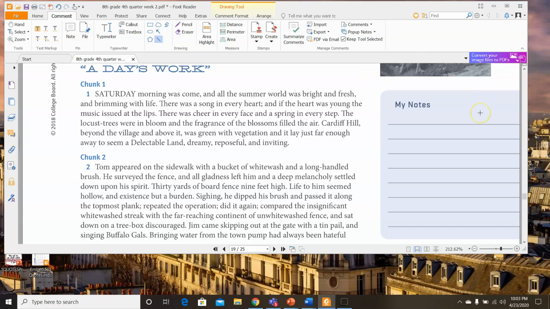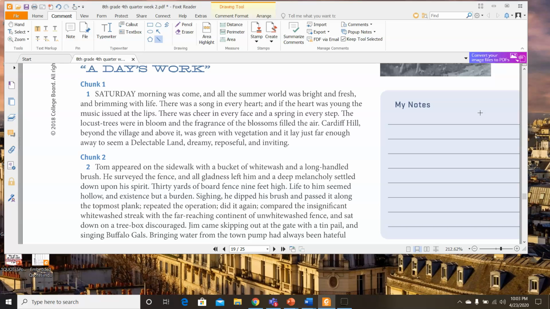So chunk 1. Saturday morning was come, and all the morning world was bright and fresh and brimming with life. There was a song in every heart, and if the heart was young, the music issued at the lips. There was cheer in every face, and a spring in every step. The locust trees were in bloom, and the fragrance of the blossoms filled the air. Cardiff Hill, beyond the village and above it, was green with vegetation, and it lay just far enough away to seem a delectable land, dreamy, reposeful, and inviting.